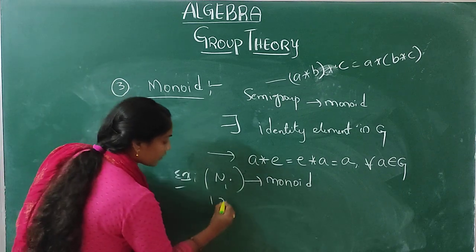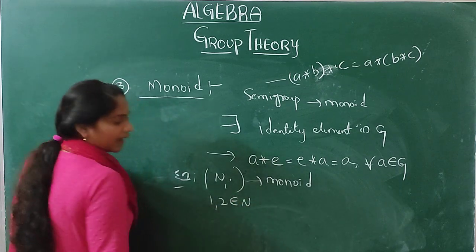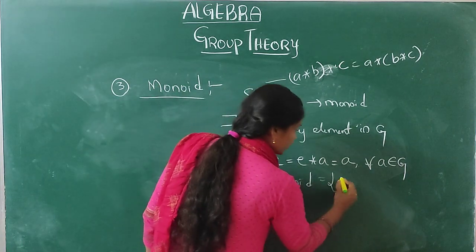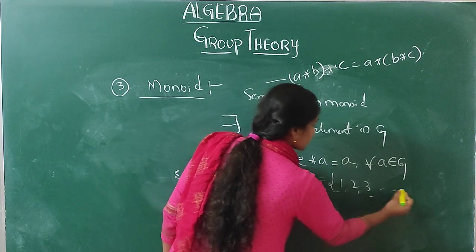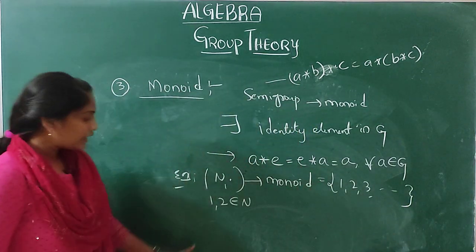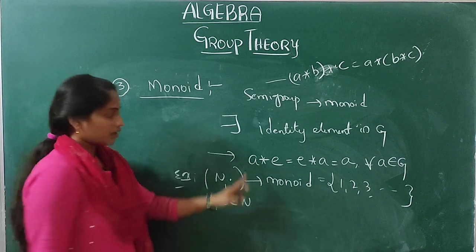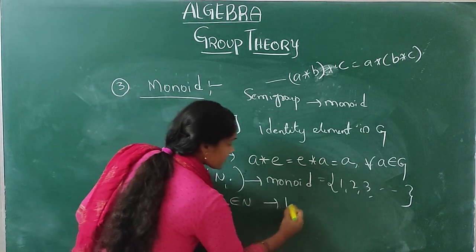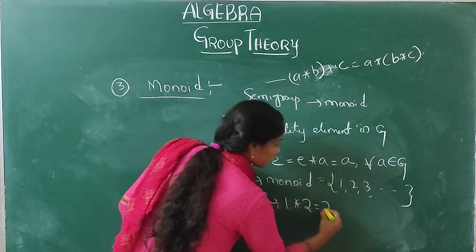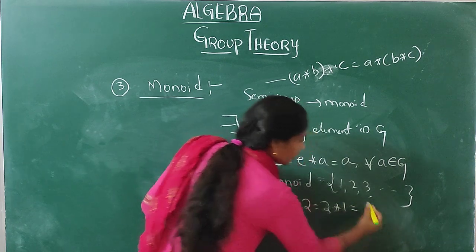Now I want to take 1 comma 2 belongs to N. N means what? How will the numbers be? It starts from 1 to n, and so on, right? If I take 1 comma 2 elements, what is the property here? 1 star 2 equal to 2 star 1 equal to 1.